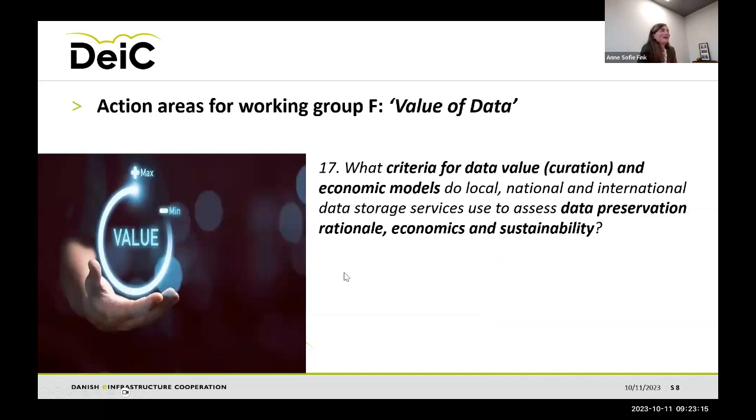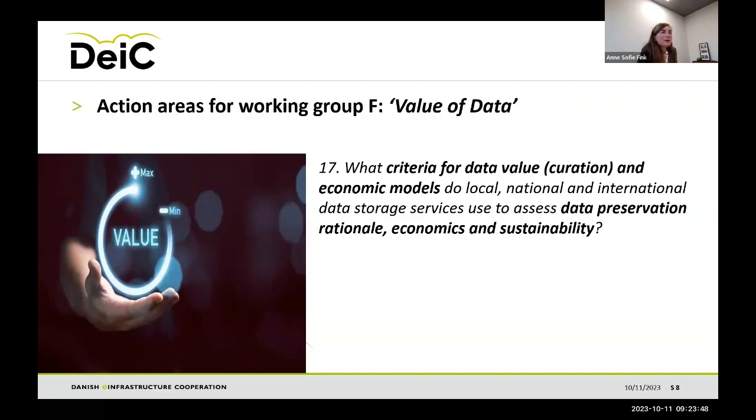Then, last but not least, the action area for working group F, the value of data, and this is actually a group that has been added upon the first period where we have been looking at the implementation of the FAIR strategy, because we think this is something that needs some special attention. Of course, you would say this aspect is all over in the working groups, but we have seen it as a need to give it special attention.